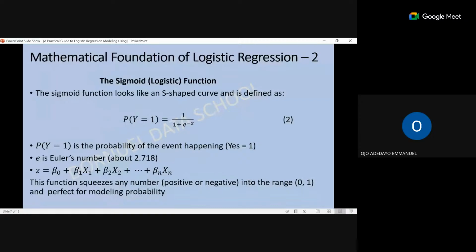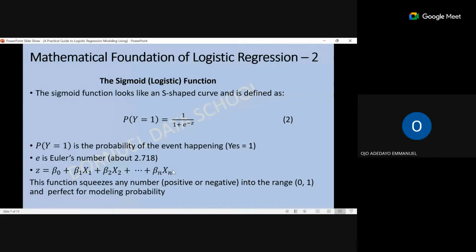If you look at this equation 2, which is the probability that this particular event occurs, we now have 1 divided by 1 plus the exponential of minus z. This z is a combination of the independent variables that you have. My z is beta naught plus beta 1 x1, which is independent variable 1, and then plus beta 2 x2, which is independent variable 2, up to beta n xn, as many independent variables as possible.